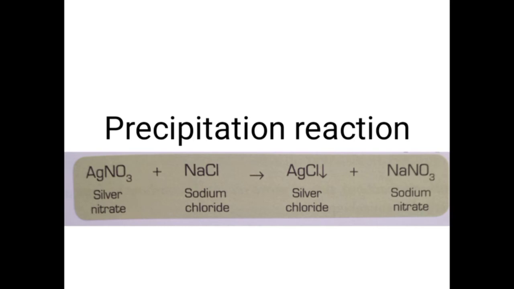Precipitation reaction. A precipitation reaction is a reaction in which two aqueous solutions are mixed and result in the formation of an insoluble substance or solid. When two solutions are mixed, cations and anions of the reactants combine to form the solid, known as precipitate, and the reaction is thus known as a precipitation reaction. An example of a precipitation reaction is when silver nitrate is added to sodium chloride, a precipitate of silver chloride is formed.